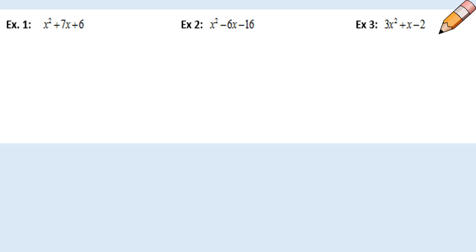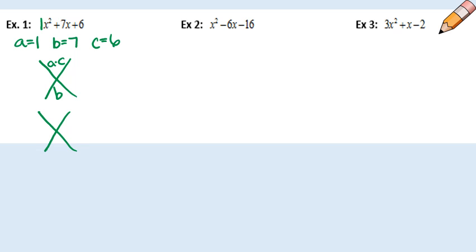One of the key things we should always do is identify our A, B, and C value. On our first example, we don't have a number listed in front of the x squared, which means there is a 1. Therefore, my A value is 1. My B value is 7, and my constant or my C value is 6. If we use this template of A times C over B, let's fill that out. A times C would be 1 times 6, and my B value is 7.